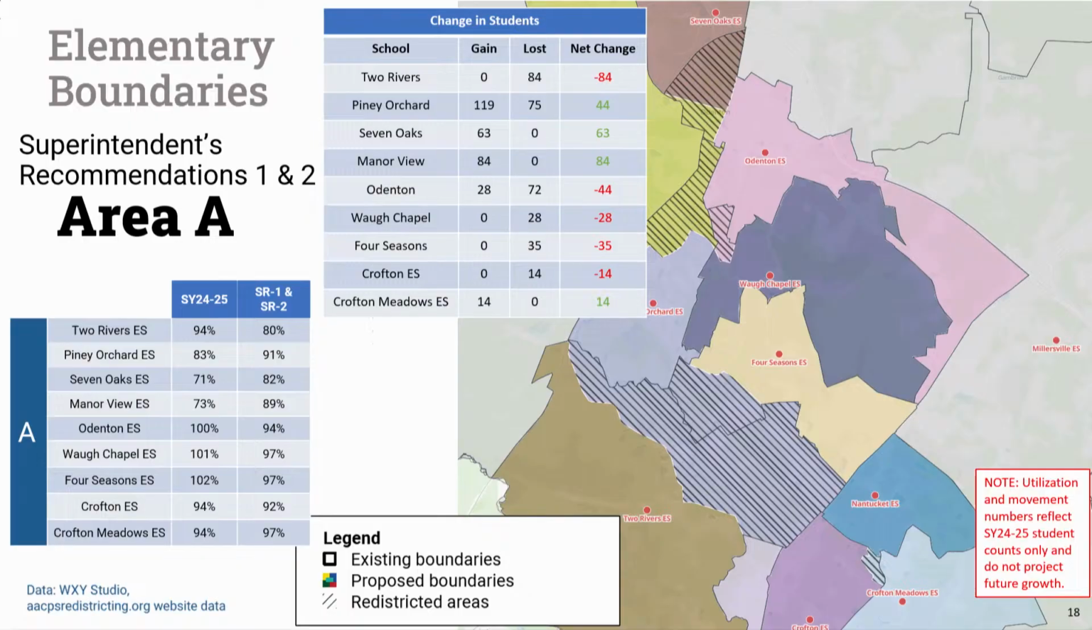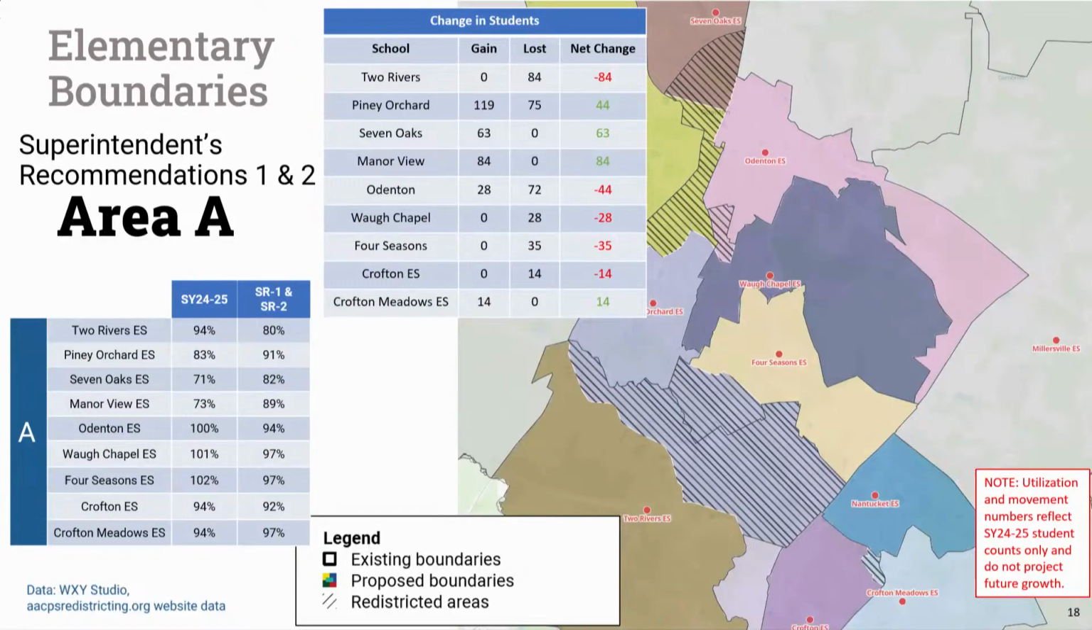When we review the movement chart in the superintendent recommendations for SR1 and SR2, the following current student count changes are noted in Area A. At Two Rivers, 84 students are moved to Piney Orchard and no new students are gained. As previously noted, this move will support room for a planned future development currently under review by the County Office of Planning and Zoning. At Piney Orchard, 119 students are gained: 35 from Four Seasons Elementary School, and 84 from Two Rivers Elementary School.